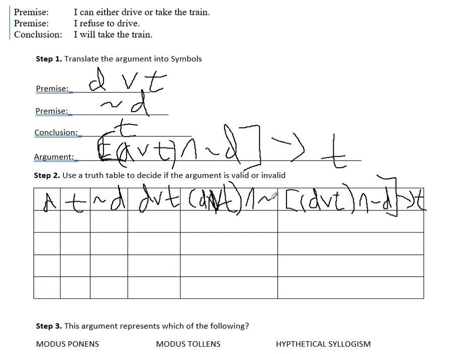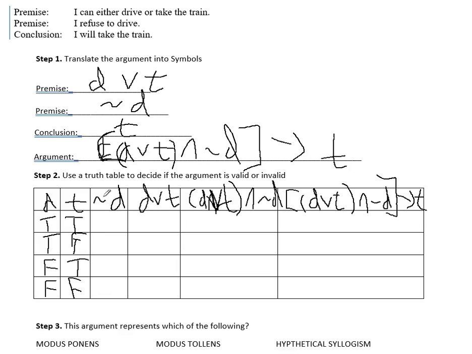Okay, so all the possible cases for D and T are where both are true, just D is true, just T is true, or both are false. That's all the possible cases for I drove and I also took the train, I drove, I took the train, or I didn't do either.